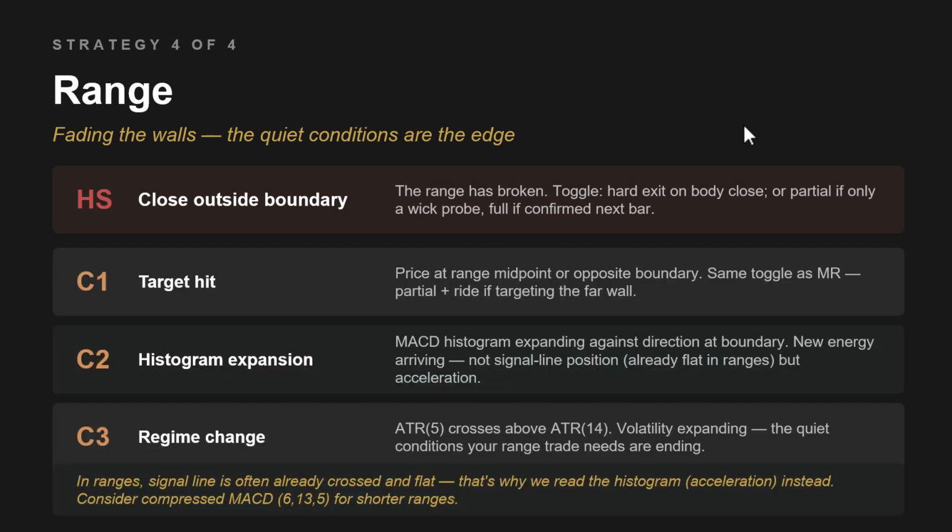Our confluence factors, again, are slightly different. If our target is hit, it's usually the opposite side of the range to that which we've entered. So if we've entered a short trade at the top of a range, our target should usually be perhaps half an ATR above the lower end of that range. But it can be the same toggle as the MR, in that you could partial and ride if there looks as though there's increasing volatility and momentum towards that range.